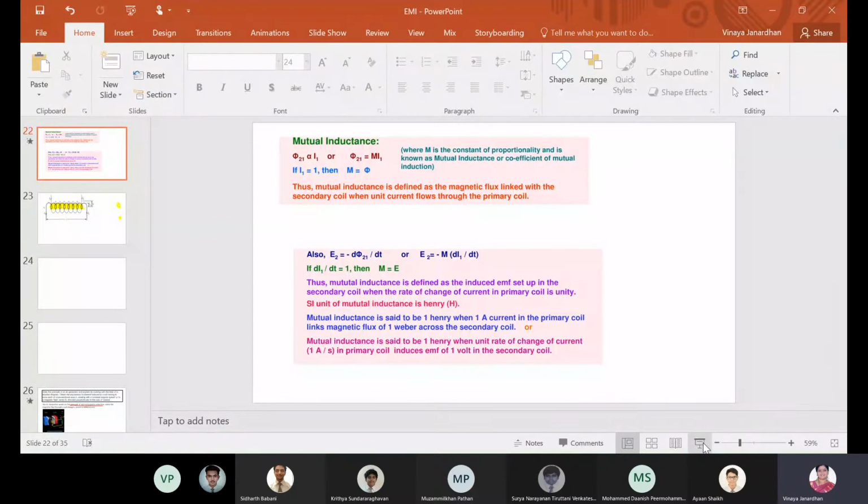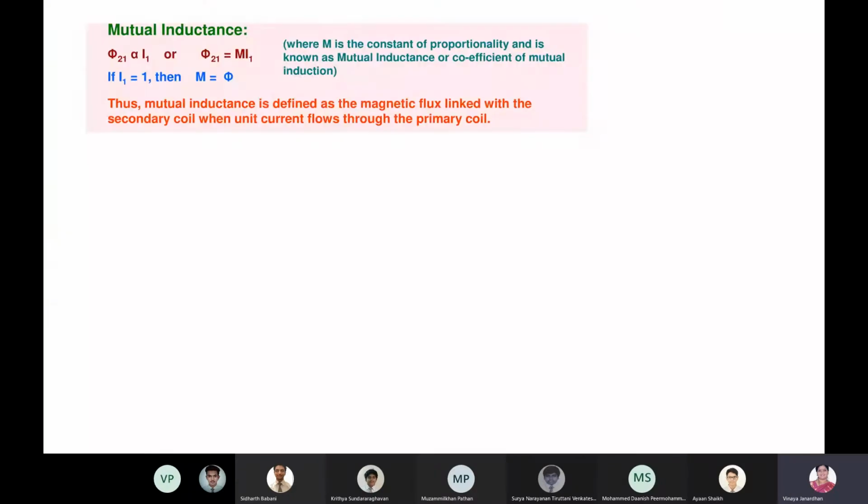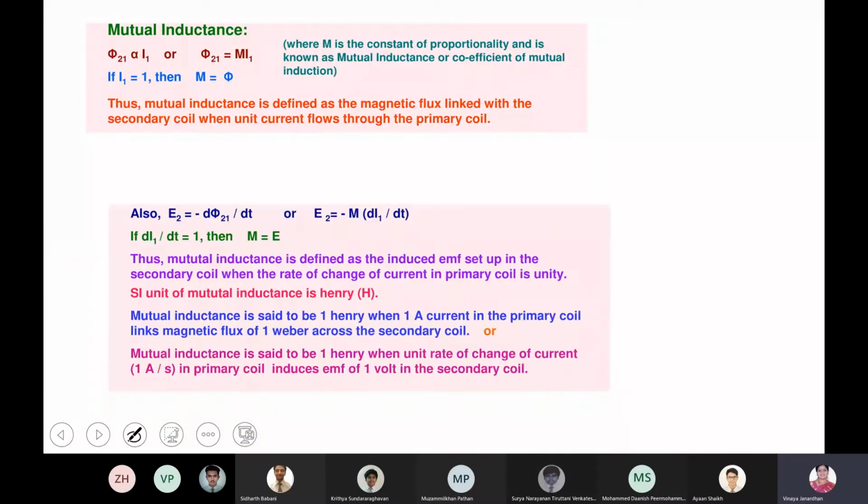Yesterday, were we doing this? Defining the coefficient of mutual induction, boys? Did I complete this? The coefficient of mutual induction, did I complete?